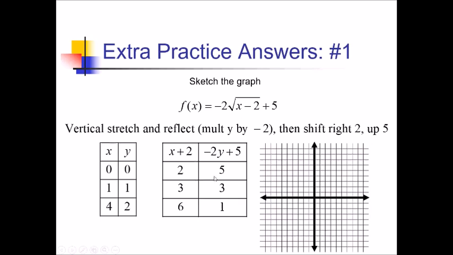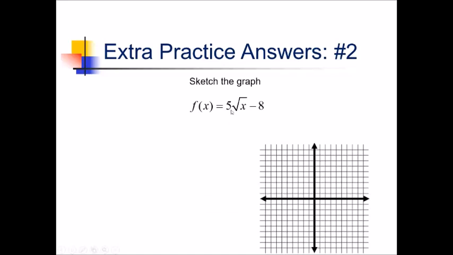Let's put these points on our graph now. So we've got 2, 5, that's right here. 3, 3 is right here. And 6, 1 right there. Now, which one of these is our starting point? Well, 0, 0 became 2, 5 when you transformed it. So this 2, 5 right here is the endpoint of the square root, and we're going to go in just one direction the other way through the other points to get the rest of the graph.